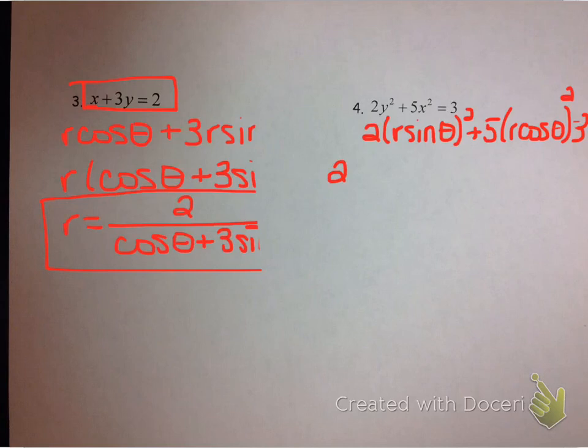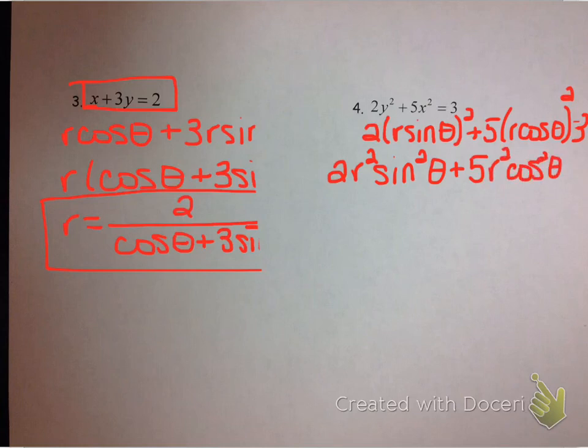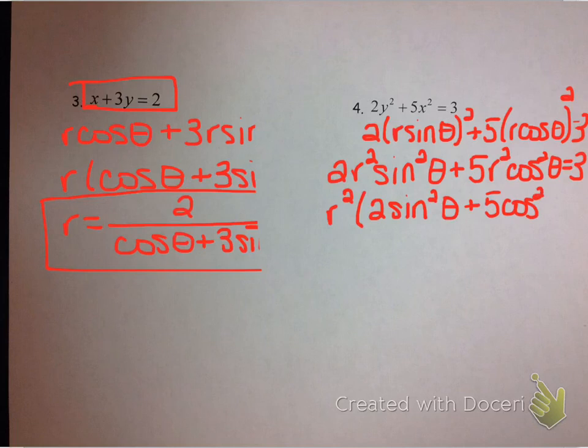So my first term is now 2, because the 2 wasn't squared, just the y was. So then r squared and sine squared. And then 5, and then the r gets squared, and the cosine gets squared, and it's still all equal to 3. Okay, they do have the same number of r's in them, so I factor both r's out of each term. And so I have 2 sine squared of theta plus 5 cosine squared of theta is equal to 3.